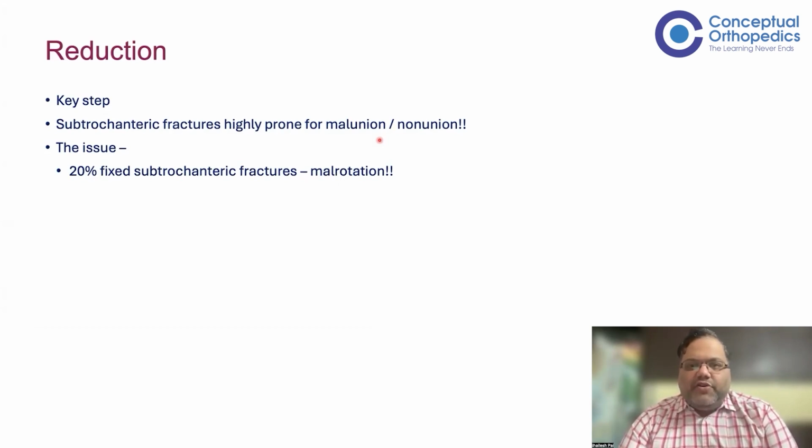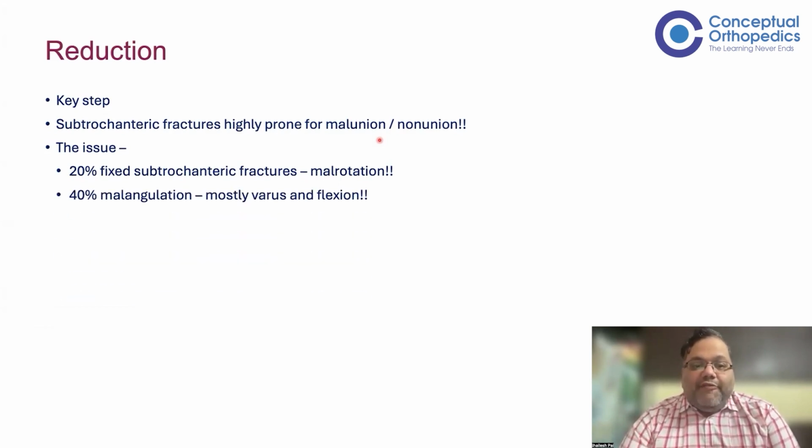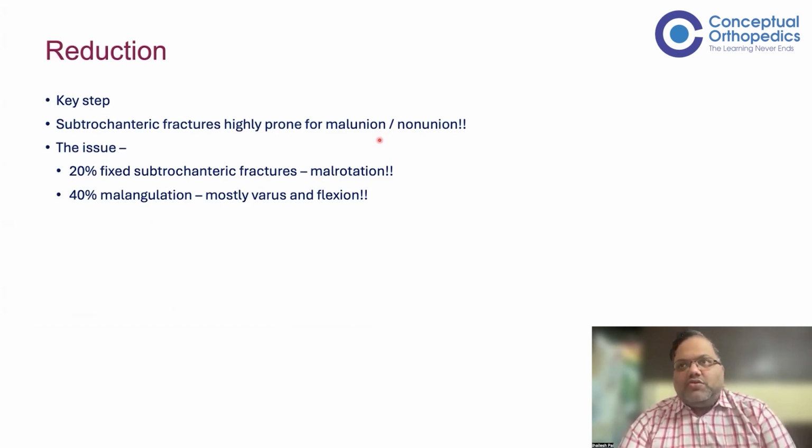it is much easier for us to correlate our rotational malalignment, because we'll be able to see a clear mismatch between the cortical thickness in the proximal as compared to the distal. But when we have a comminuted segment, we will not be able to really understand this, and the chances of malrotation are very high, 20%. 40% in malangulation. Rotation at least may be difficult for us as surgeons to recognize, but malangulation is very, very easily recognizable. And even then, 40% of our cases are ending up in malangulation.